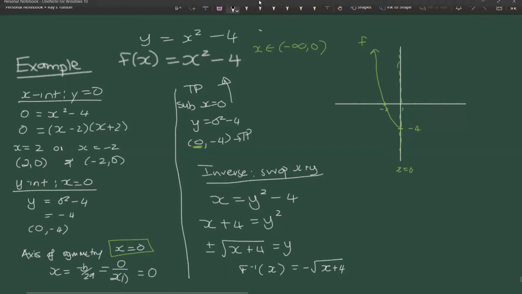So to plot our inverse, we swap whatever belongs to x and y. So the y-intercept was minus 4. Now the x-intercept will be minus 4. And the x-intercept was minus 2. Now the y-intercept will be minus 2.